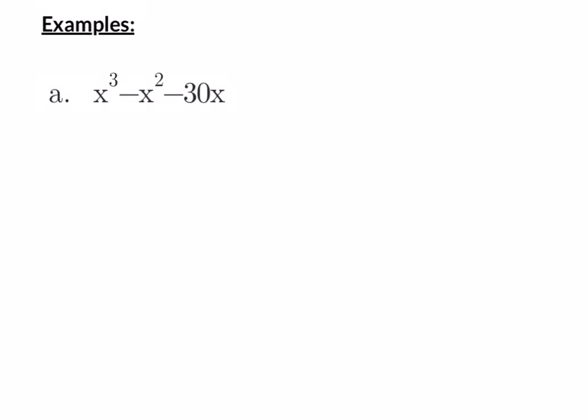If we look at example A, the first thing I notice is all of these terms have an x. So I'm going to factor out an x. X cubed, if we take away x, we're going to be left with x squared. Minus x squared, if we take away an x, we're going to be left with x. And minus 30x, if we take away an x, we're left with minus 30.